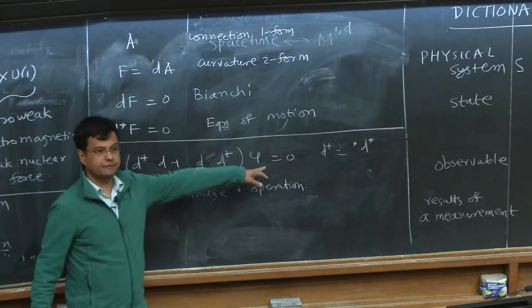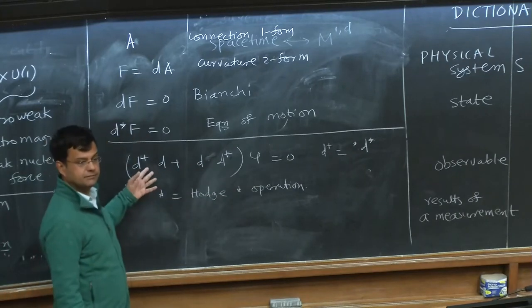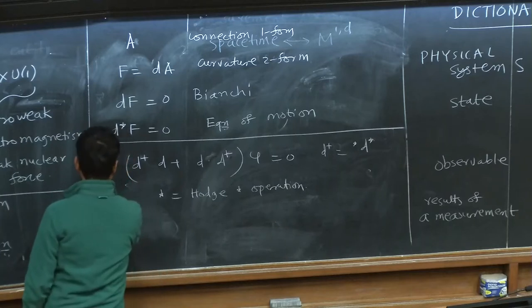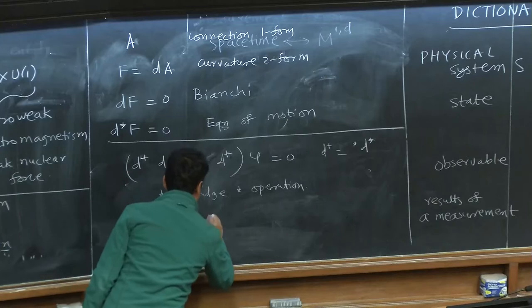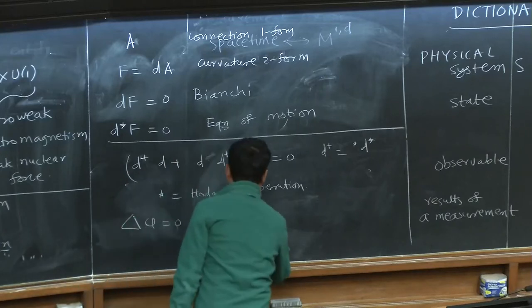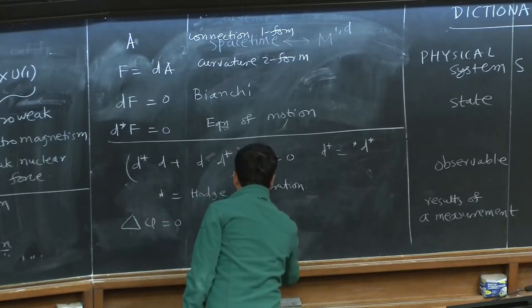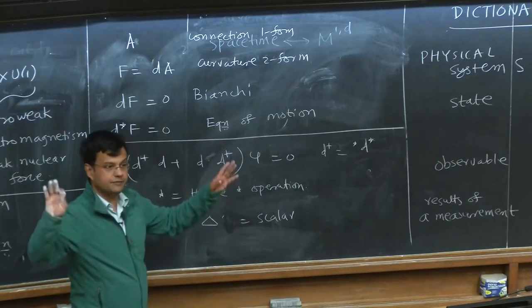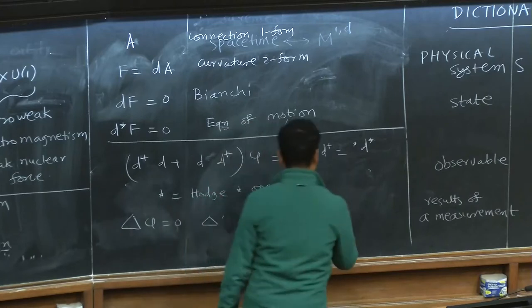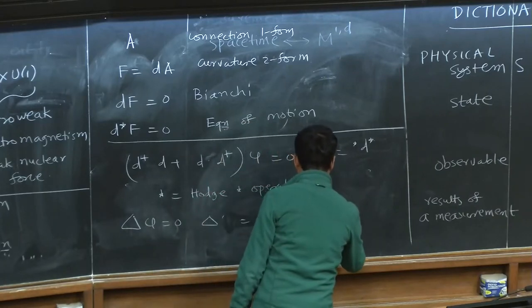In particular, for a scalar field, this is nothing but the scalar Laplacian. So I can call it delta phi equal to 0. Delta is equal to the scalar Laplacian. It's actually not a Laplacian, because it would have been a Laplacian if it was Euclidean. With that one minus sign, it is called the D'Alembertian. But okay, you can think of it as a Laplacian.